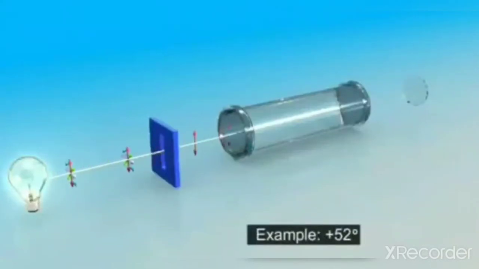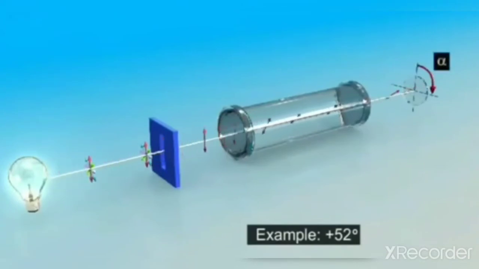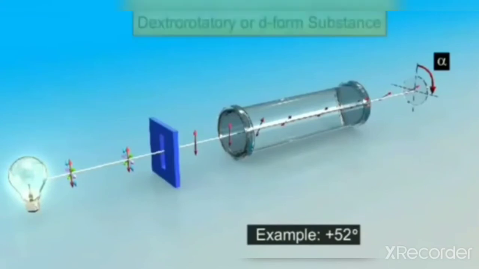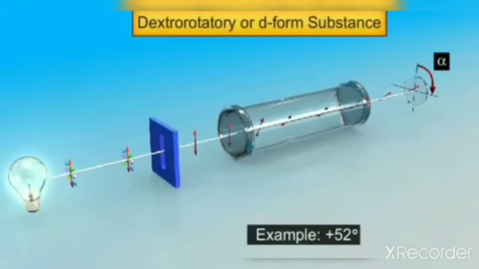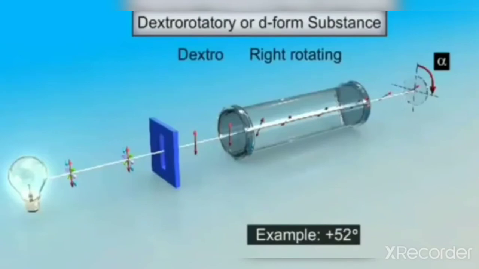When the sample rotates the plane of polarized light in a clockwise direction, then such type of substance is called dextrorotatory substance or D form of substance. Such substance is represented by a positive sign with the angle of rotation. Here, dextra is a Greek word which means right rotating. That means it rotates the plane of polarized light to the right side, that is clockwise.